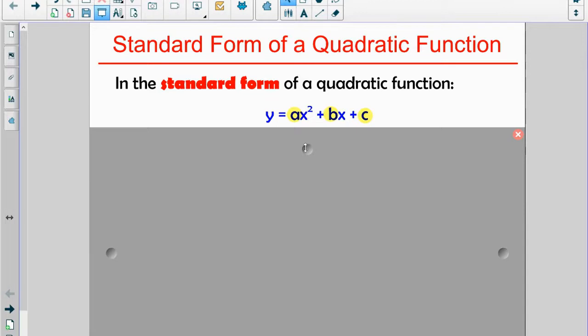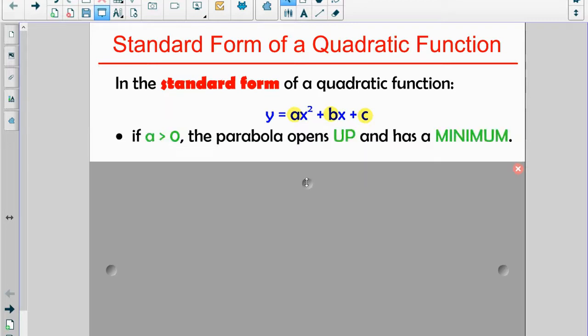And those numbers, A, B, and C, actually tell us a lot about the parabola itself. And that's what we're going to look at today, understanding what we can do with the values of A, B, and C to help us figure out the y-intercept, the vertex, the axis of symmetry, and other things like that. So first and foremost, the value of A actually tells us if the parabola opens up or down, which in turn would also tell us if there's a minimum or a maximum.